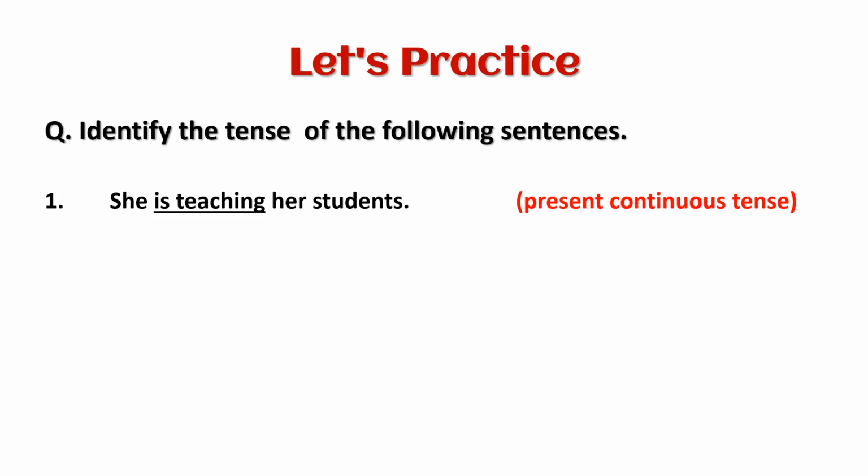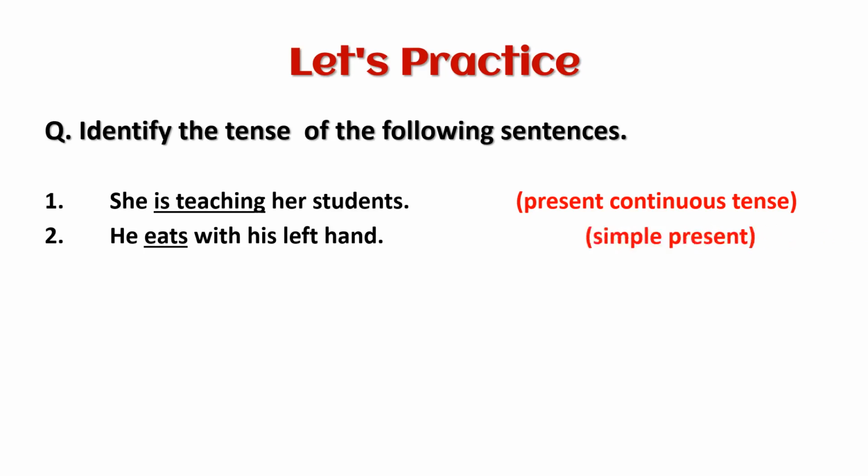Let us read the second sentence now. He eats with his left hand. Which is the verb here? Eats. Is it coming with any helping verb? No. And eats is which form of the verb? It is the first form of the verb. So which tense? Simple present tense.